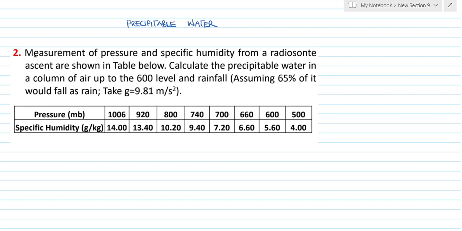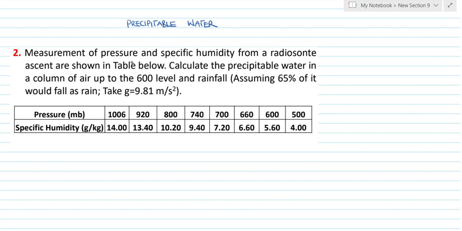Yes, so let's look at the question. They say the measurement of pressure and specific humidity from a radiosonde ascent is shown in the table below. Calculate the precipitable water in a column of air up to the 600 level and the amount of rainfall, if 65% of the precipitable water will fall. You need to calculate the rainfall.